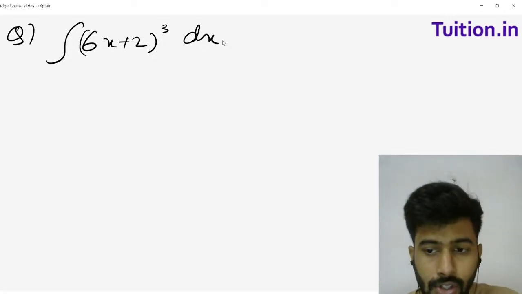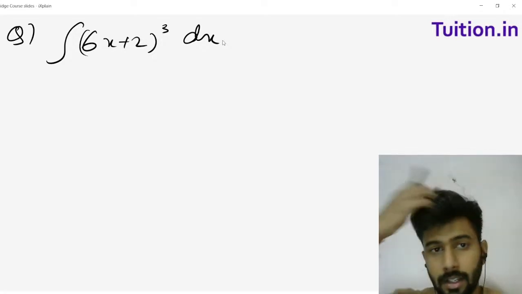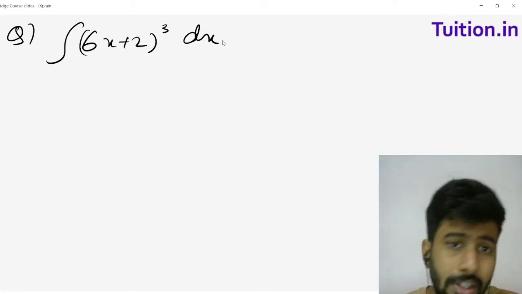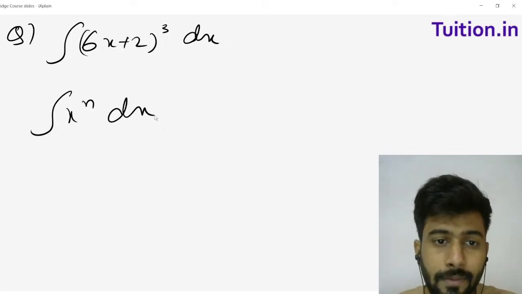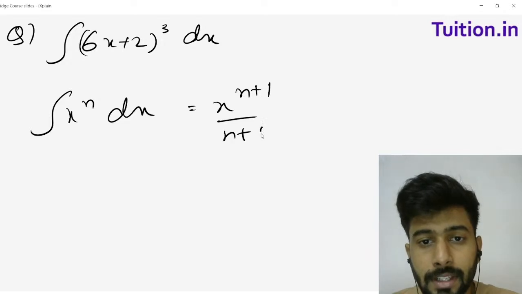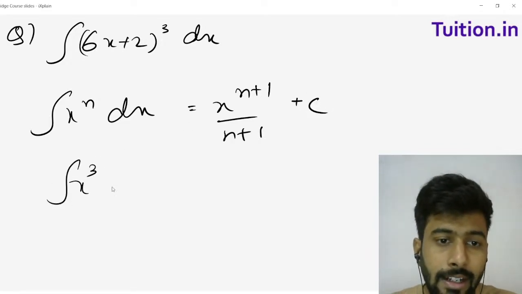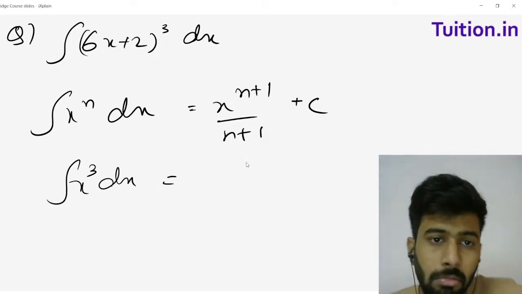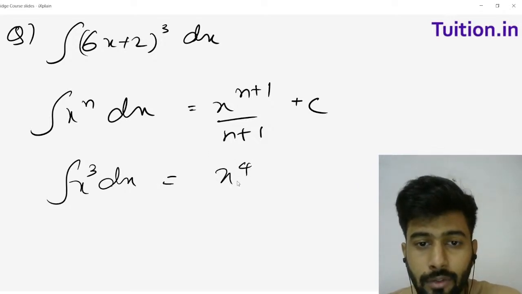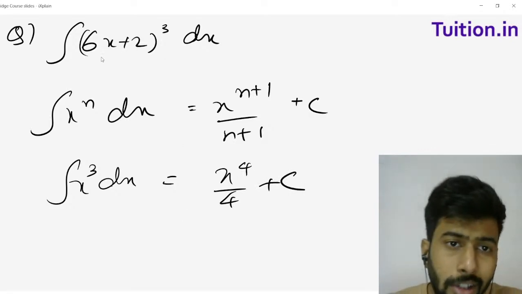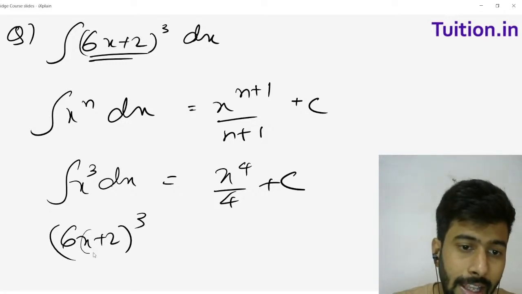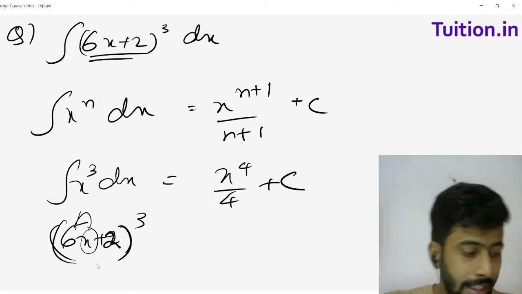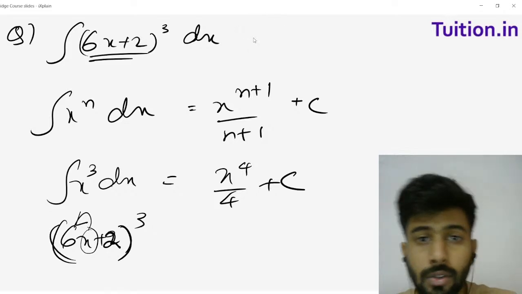There are multiple ways in which you can integrate this function. First of all, you can't directly use a formula from that list. Why? Because that list has integral x power n dx as x power n plus 1 by n plus 1 plus c. If you had integral x cube dx, then you could have used this, x power 4 by 4 plus c. But here you have (6x plus 2) whole cube. So instead of x cube, you have x whose coefficient is 6, and then it's added to 2 and then the whole thing is raised to the power 3. There is no direct formula for this.